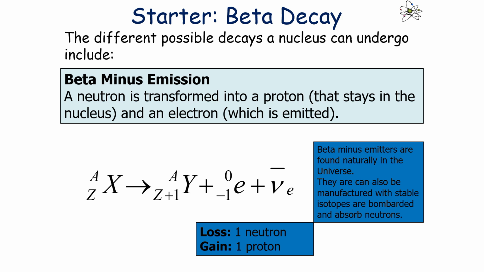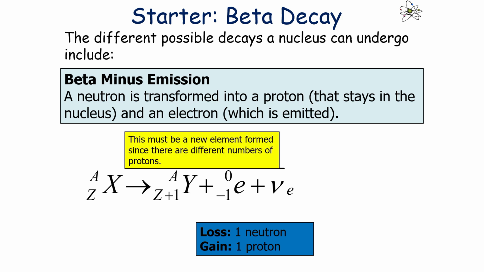Now beta minus emitters are found naturally in the universe but can also be manufactured by bombarding stable isotopes with neutrons. Now the new element produced in beta minus decay is found because we've gained 1 proton.